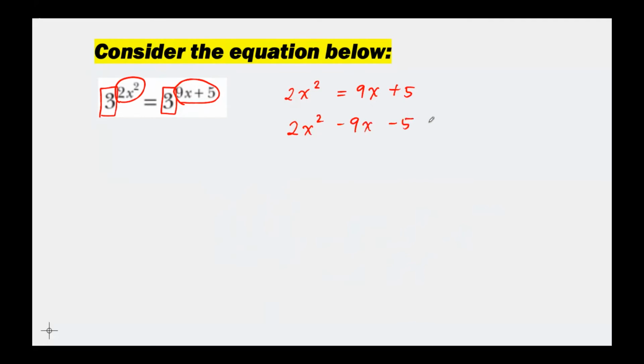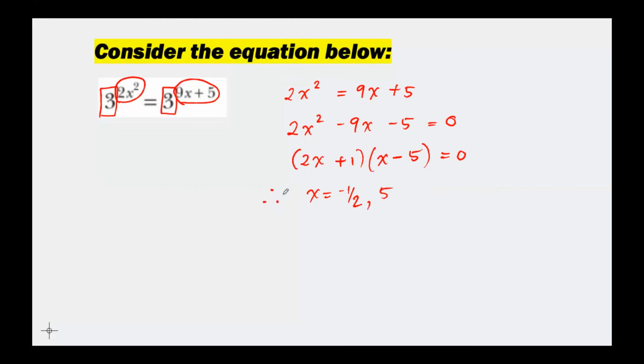To transfer, 2x squared minus 9x minus 5 equals 0. Okay, so we can factorize this as (2x plus 1)(x minus 5), correct? So this gives us negative 10x plus 1x, right? So therefore, the values of x are x is equal to negative 1 over 2, and the other one is 5.